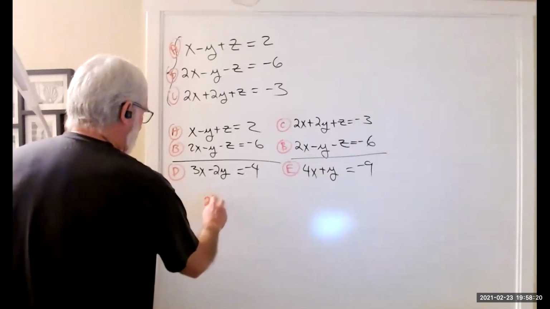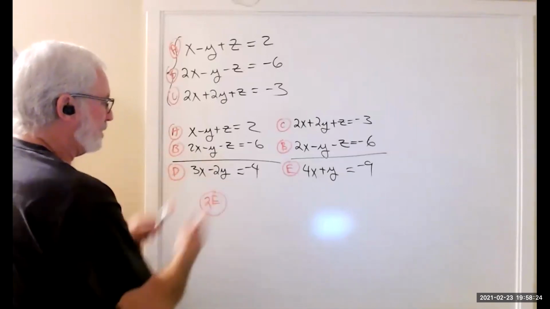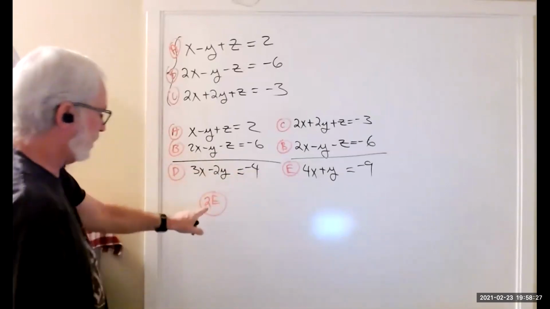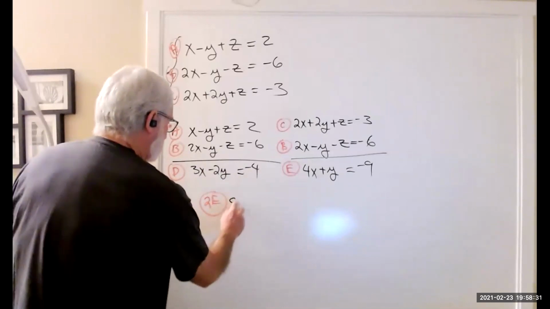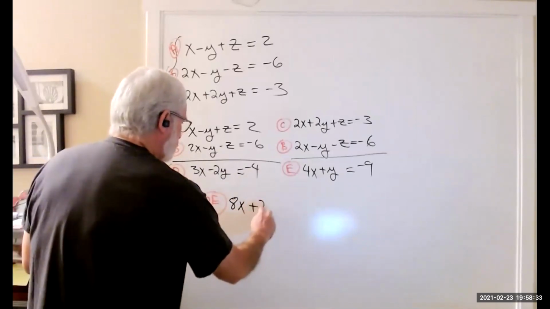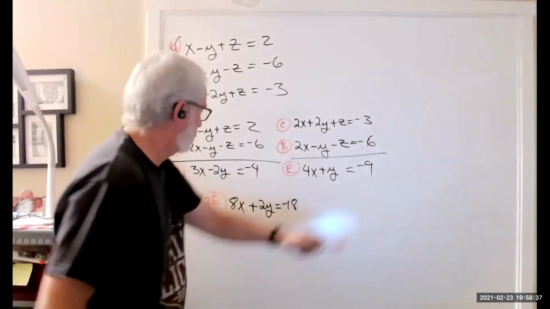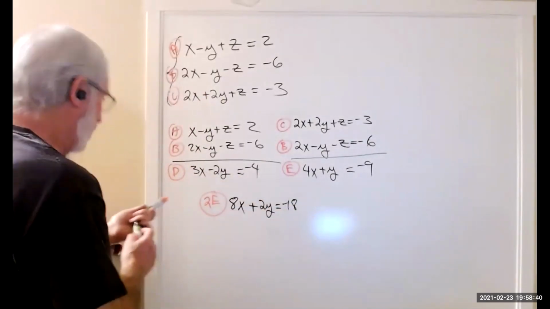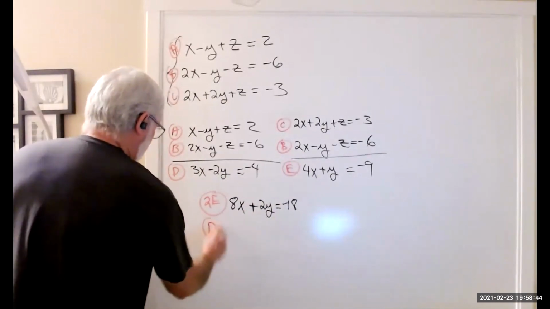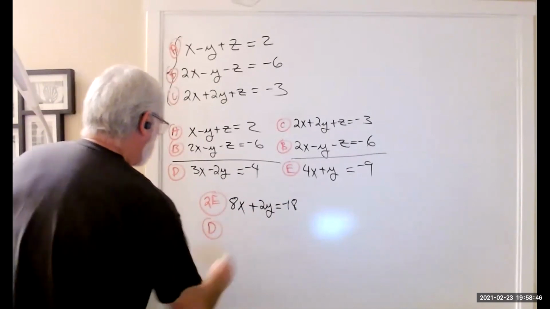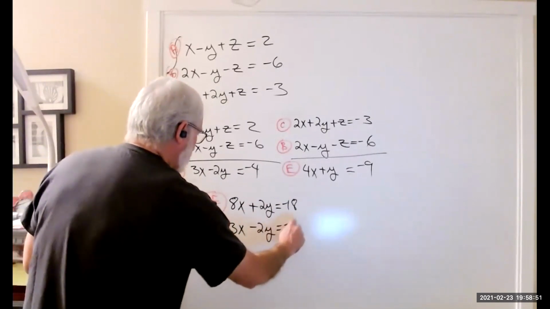I would say 2E. Again, I'm telling everybody what I'm doing. That's what 2E means. I'm taking equation E and I'm going to multiply it by 2. So that's going to give me 8x plus 2y equals negative 18. And I'm going to take D and leave it alone. So that's going to be 3x minus 2y equals negative 4.